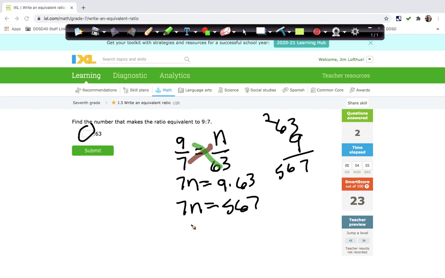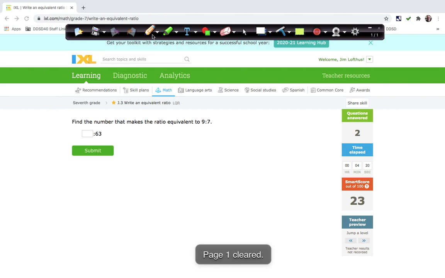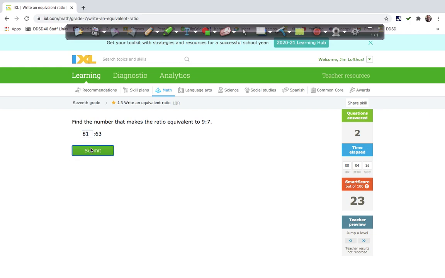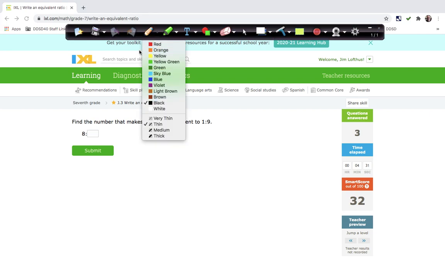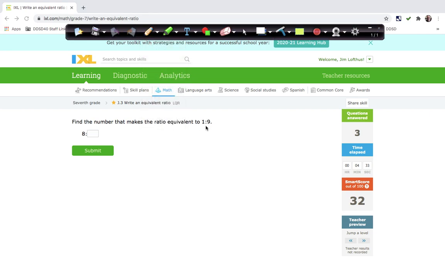567. This would be a good place to grab a calculator and just put in 567. I happen to know that that is 81. All right, let's do a couple more, get that score up. So 81. So we're up to 32 for our score.